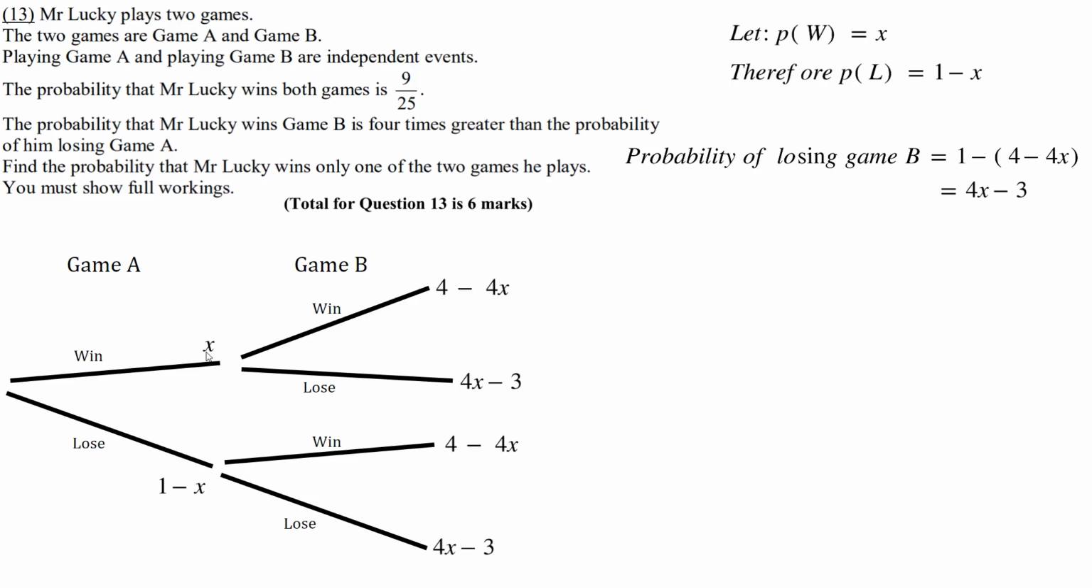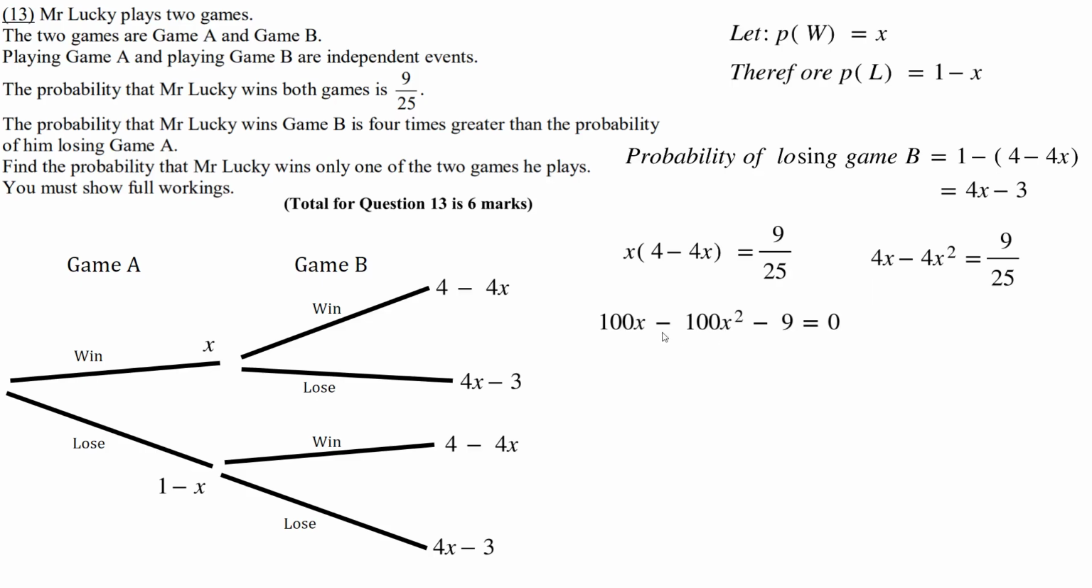Okay, now this is helpful. Because we know that the probability that he wins both games is 9 over 25. So win-win, this times this is 9 over 25. So we'll just do that. x multiplied by 4 minus 4x is 9 over 25. Distribute the x to get that. Multiply by 25 on both sides to get that.